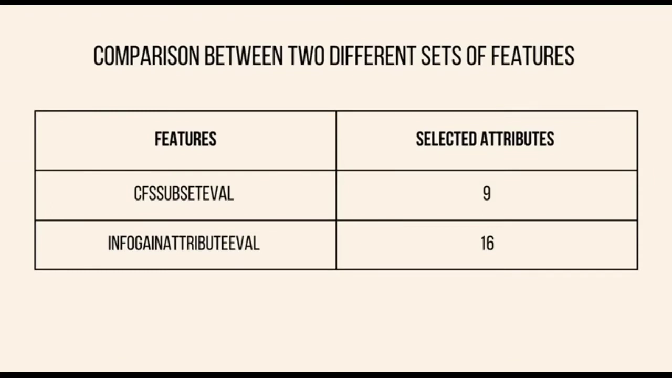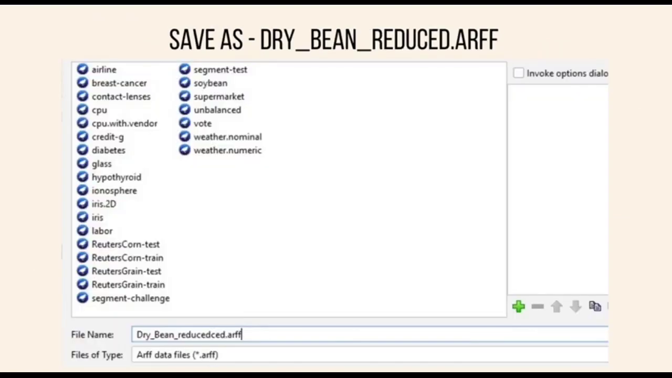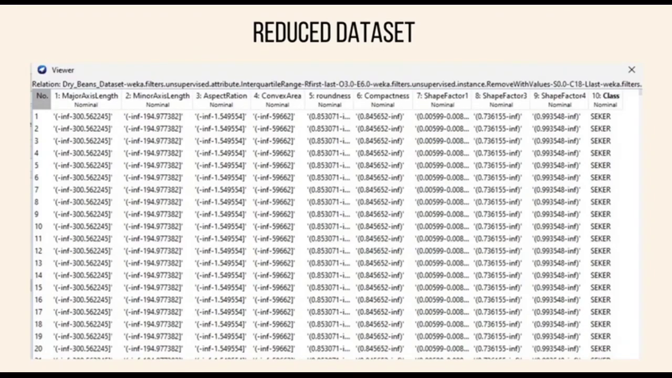Next, a comparison between two different sets of features. The first feature set is CFS subset eval, as we use in our dataset. There are 9 selected attributes, compared to the info gain attribute eval features, which has 16 selected attributes. After this process was done, we saved the file as reduced.arff. This is the first 20 list of the reduced dataset.